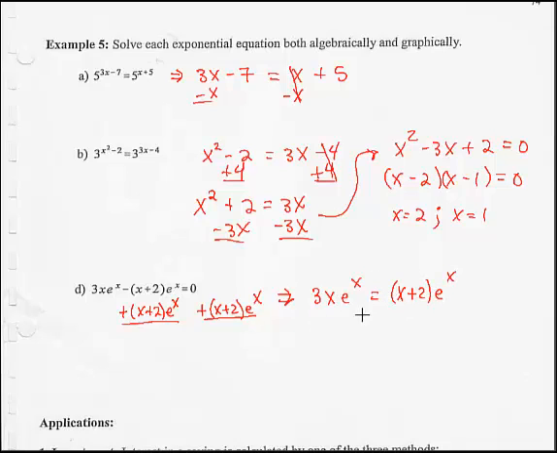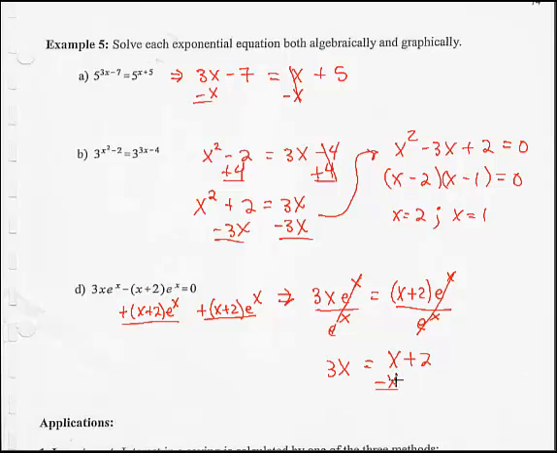And now I could simply divide both sides by e to the x. No need to use property 6 here. And the e to the x's would cancel. And I don't have to worry about e to the x being 0, because the range doesn't include 0. The range only includes positive values. So e to the x will never be 0. And I have 3x equals x plus 2 once the e to the x is gone.